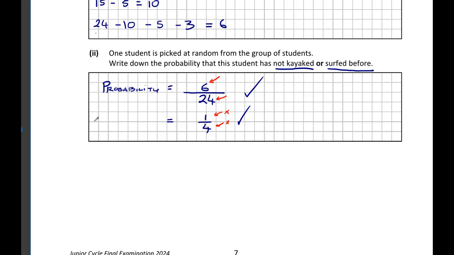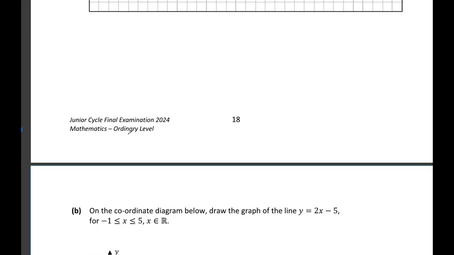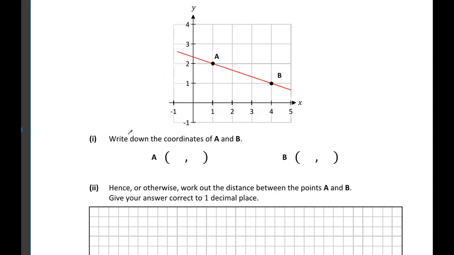Anyway, let's get on with it. This is taking very long. Will I start skipping some stuff? Yeah, I'll just start skipping some stuff. Let's go do this coordinate geometry.